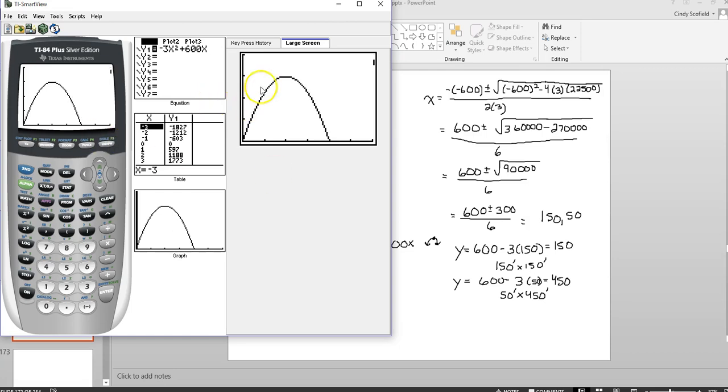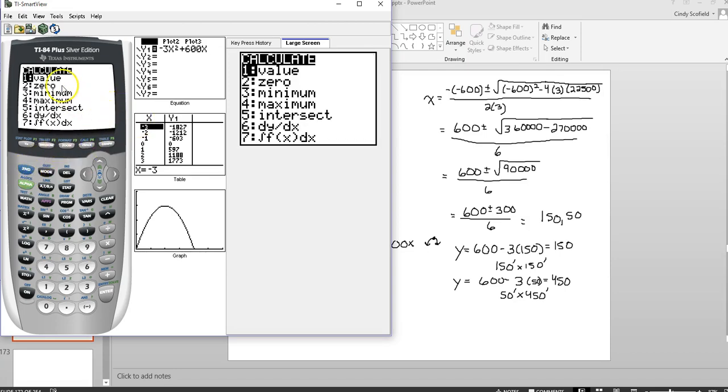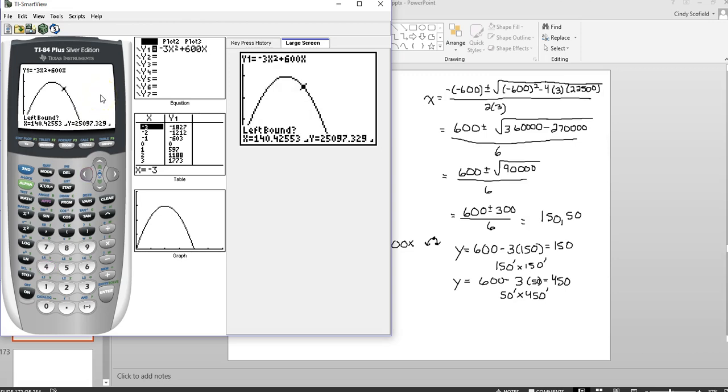There we go. All right, so we need to figure out what this vertex is. So we need to do second calc, and we need to find the maximum, number 4. We need to make sure the cursor's to the left of that vertex. Hit enter. Make sure the cursor is to the right of the vertex. It's telling the calculator where to look for the maximum value. And then yes, go ahead and guess. And there we go. X is 100, Y is 30,000.